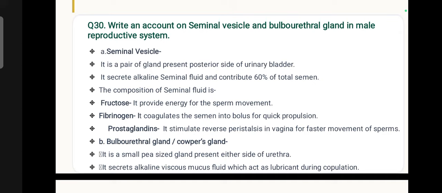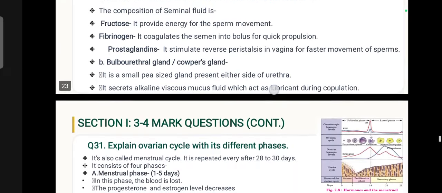Prostaglandin is produced by the male reproductive organ but it works in the female. Second, the bulbourethral gland is also called Cowper's gland. It is a small pea-sized gland present on either side of the urethra. It secretes alkaline viscous mucus fluid which acts as a lubricant during copulation.